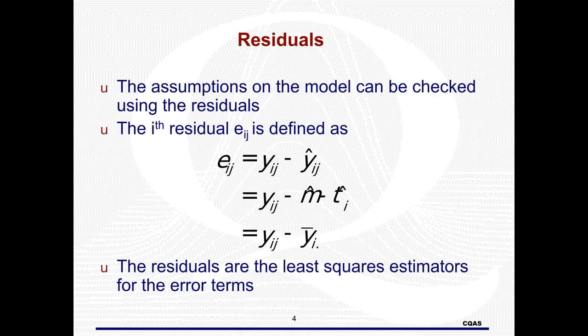A residual is simply the difference between what we observed and what the model predicts. If the model is correct, residuals should behave like random noise. Importantly, residuals are estimates of the true error terms, so studying residuals is how we indirectly study the errors.